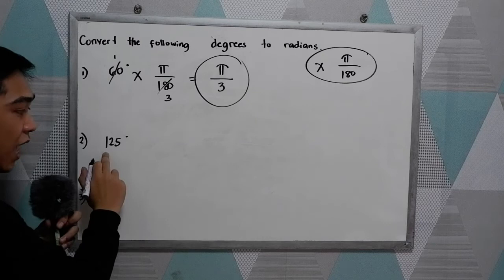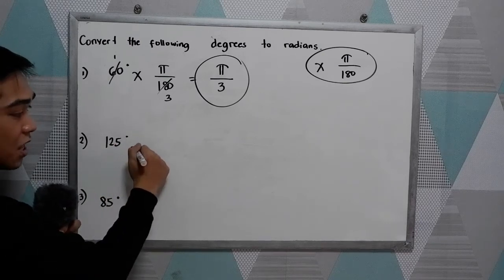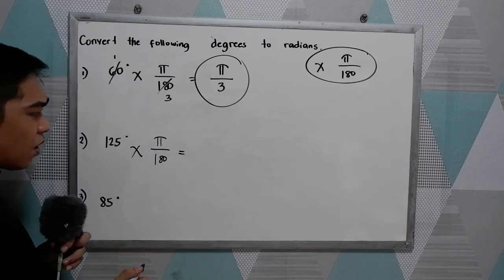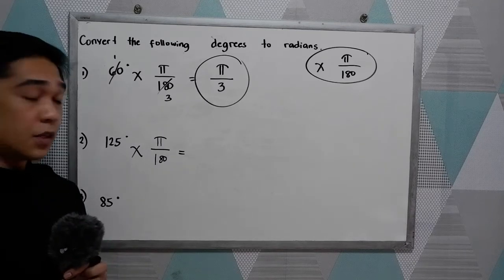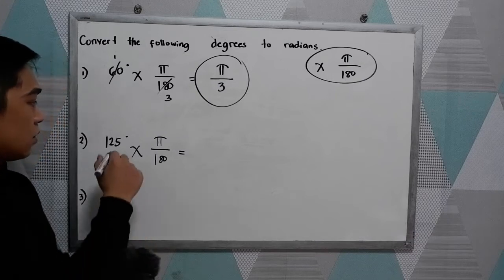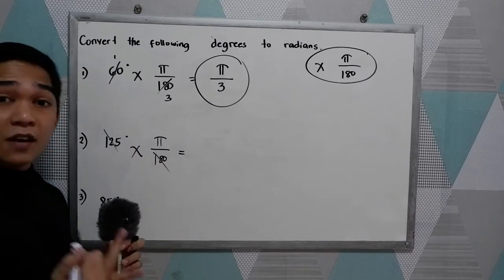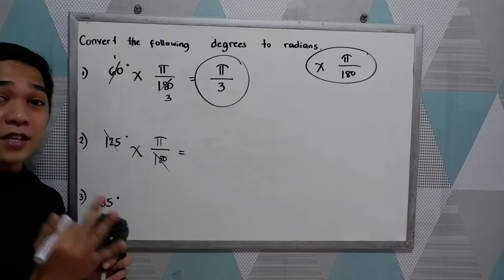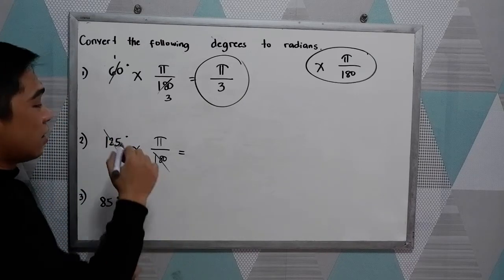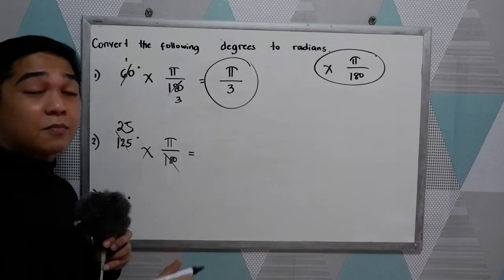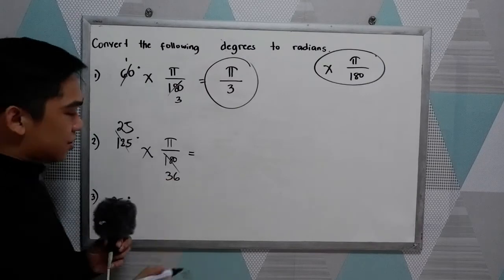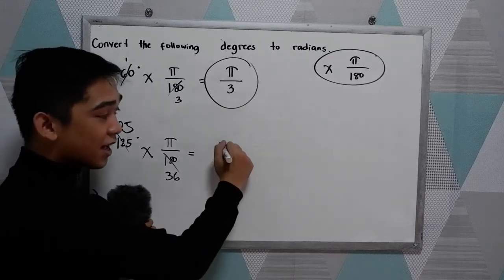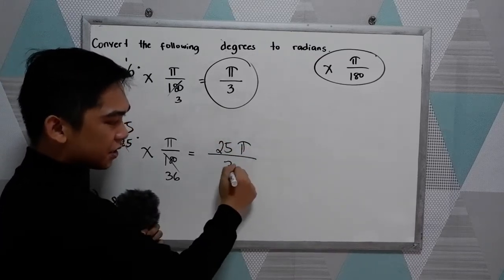Another one is convert 125 degrees to radian measure. So again, multiply it by pi over 180. They are divisible by what number? Divisible by 5. So we have 25 times pi over 180 divided by 5, that is 36. Can we still simplify 25 and 36? No. So our final answer is 25 pi over 36.